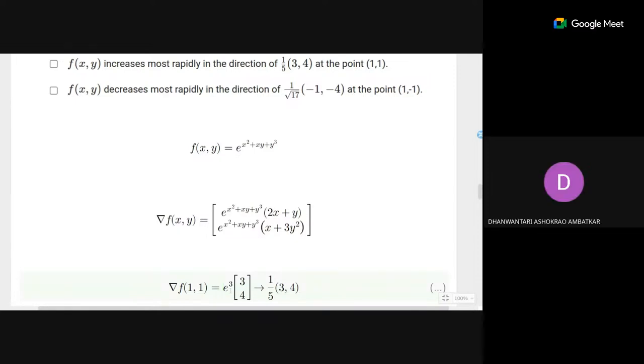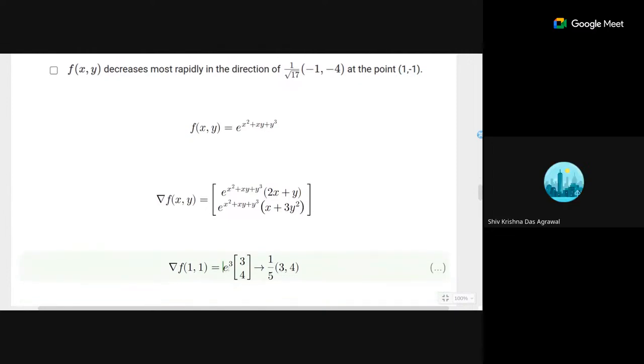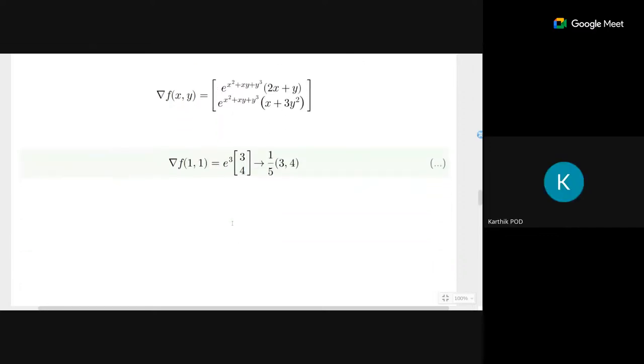Why, sir? You are only interested in the unit vector, right? Oh, okay, so it is kind of like a scalar. Yes, so this is a trick to find unit vectors. This is something I mentioned in one of the documents. If you have a vector of this form, what form is this vector? It's like some k times a comma b. E cube times 3, 4 is k times a comma b.